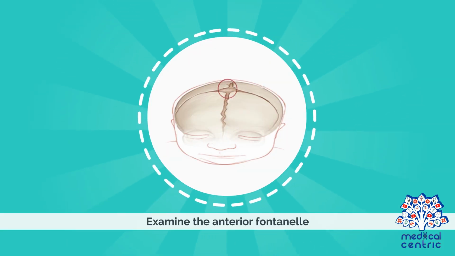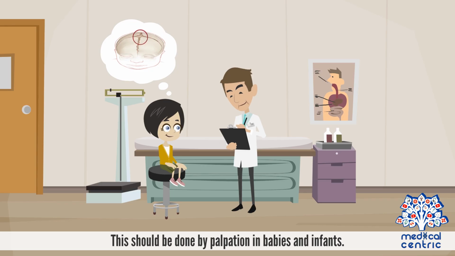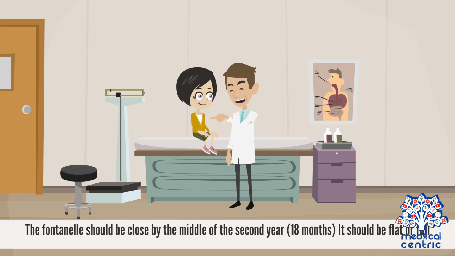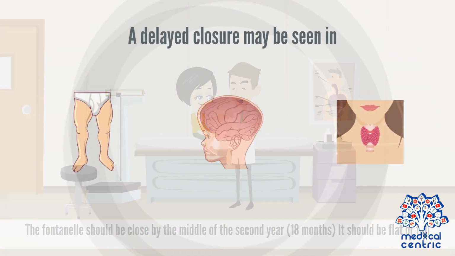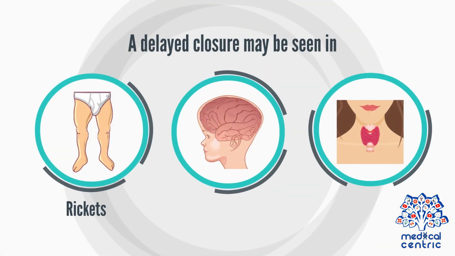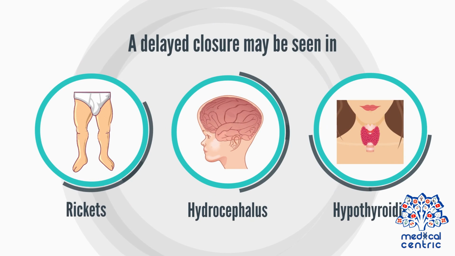Examine the anterior fontanelle. This should be done by palpation in babies and infants. The fontanelle should be closed by the middle of the second year, 18 months. It should be flat or full. A delayed closure may be seen in rickets, hydrocephalus, and hypothyroidism.